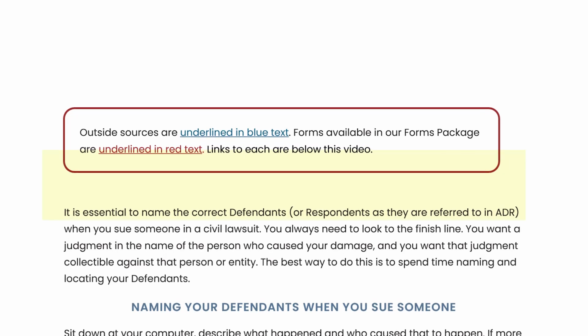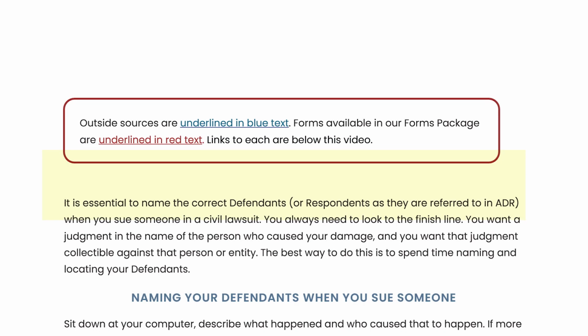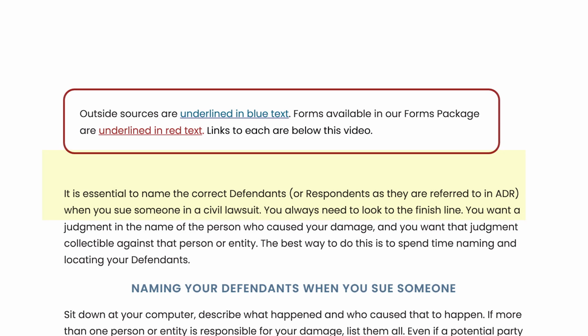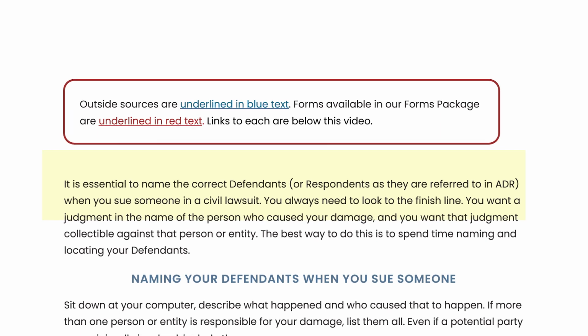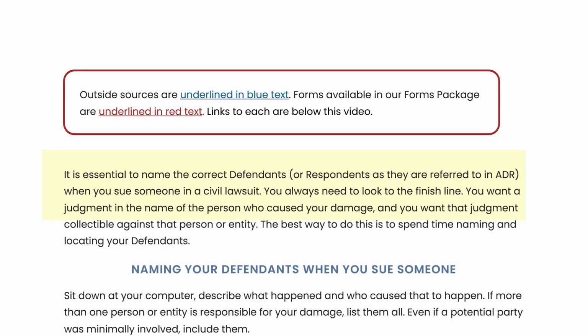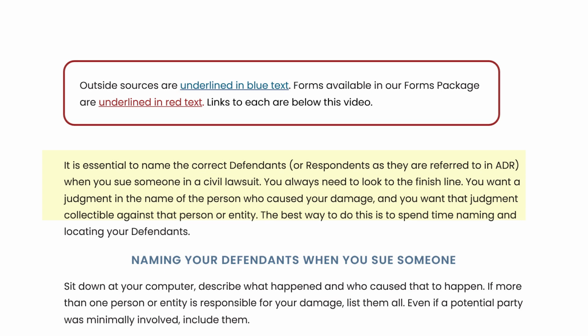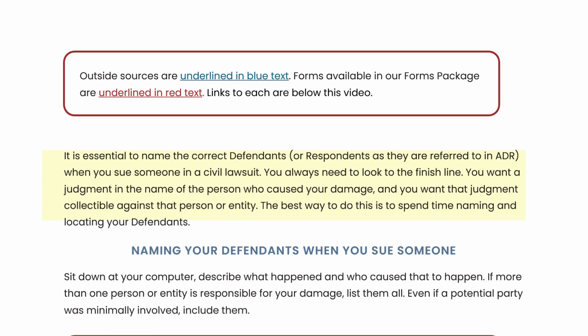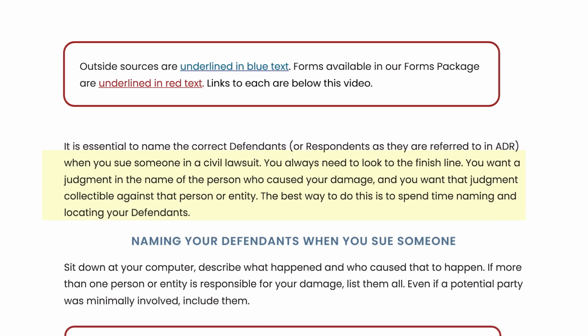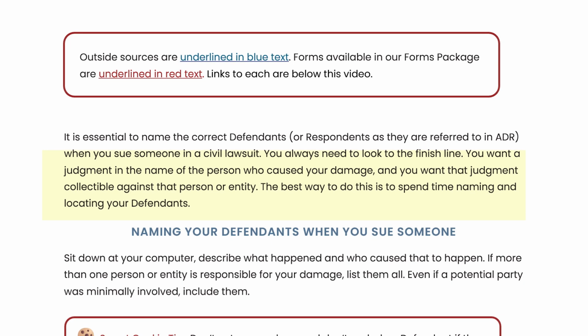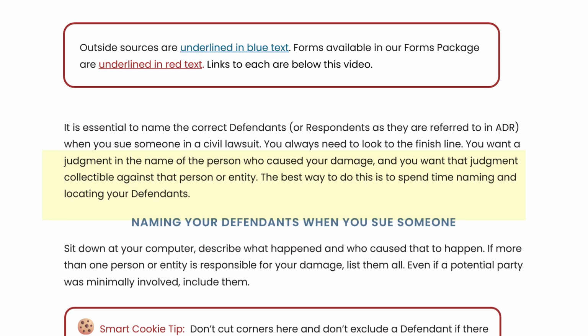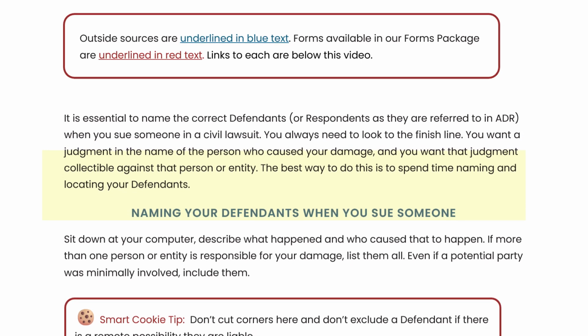It is essential to name the correct defendants, or respondents as they are referred to in ADR, when you sue someone in a civil lawsuit. You always need to look to the finish line. You want a judgment in the name of the person who caused your damage, and you want that judgment collectible against that person or entity. The best way to do this is to spend time naming and locating your defendants.